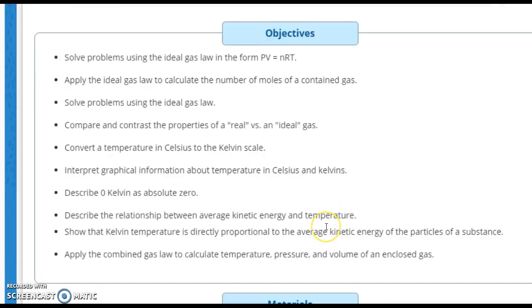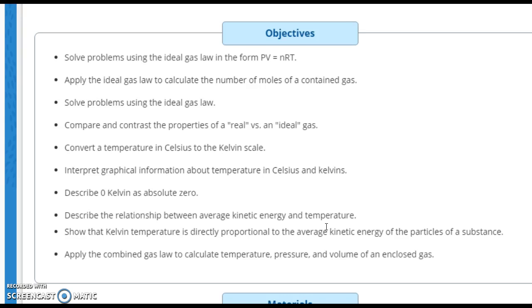All right, objectives. Solve problems using the ideal gas law in the form PV equals nRT. Apply the ideal gas law to calculate the number of moles of a contained gas. So contained meaning that it's in a container. Solve problems using the ideal gas law. Compare and contrast the properties of a real versus an ideal or perfect gas.